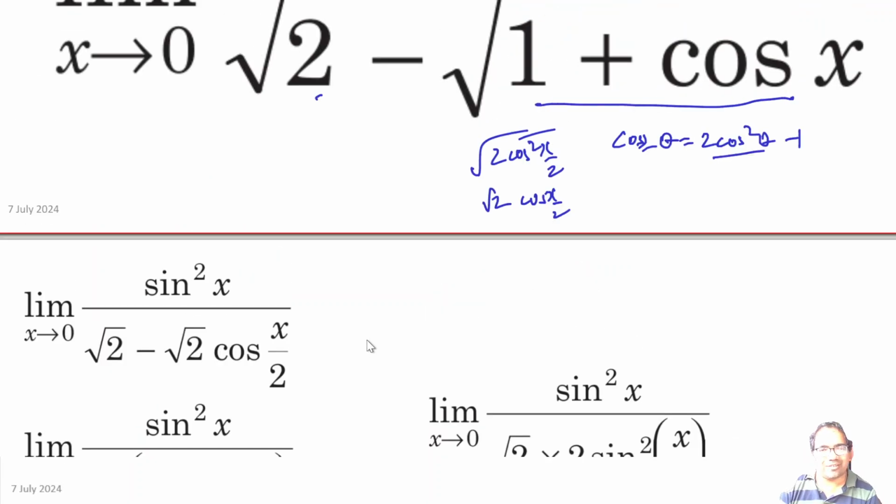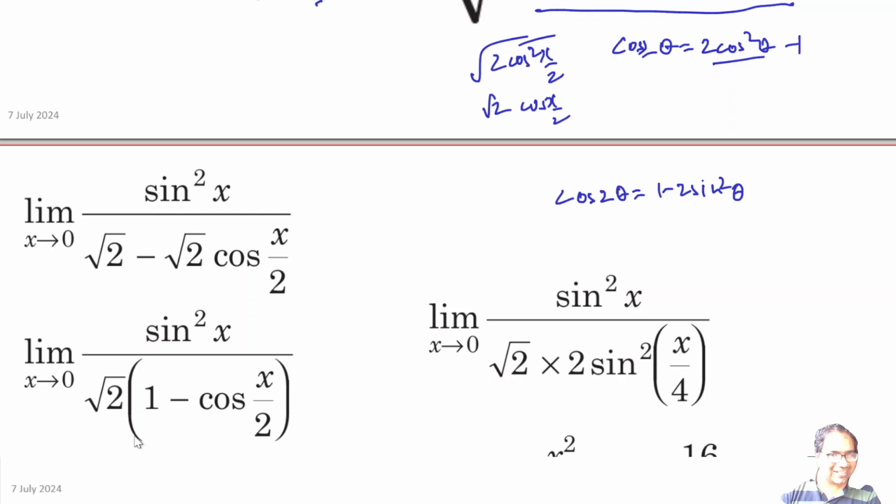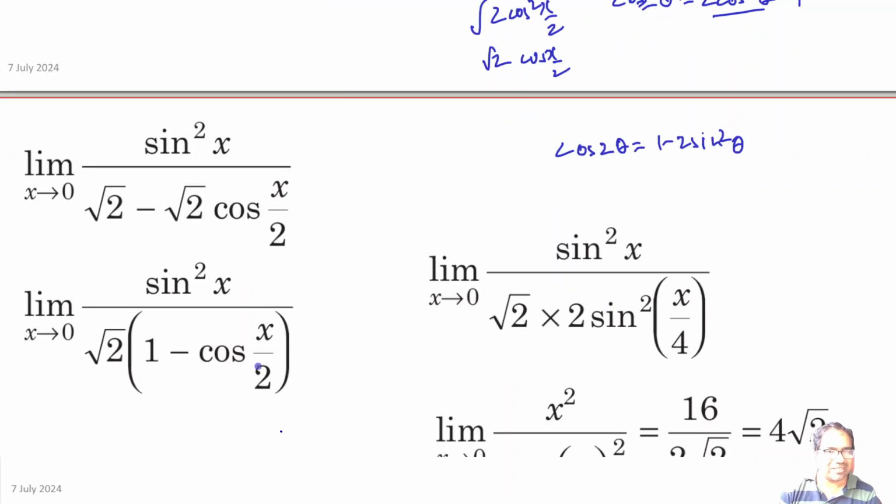Now again, 1 minus cos 2 theta is 1 minus 2 sin square theta... so 1 minus cos 2 theta is 2 sin square theta. So we can again manipulate this. 1 minus cos 2 theta is equal to 2 sin square theta. That is nothing but 2 sin square x by 2 by 2, which is x by 4, so 2 sin square x by 4. We have this root 2 and this part will become 2 sin square x by 4.